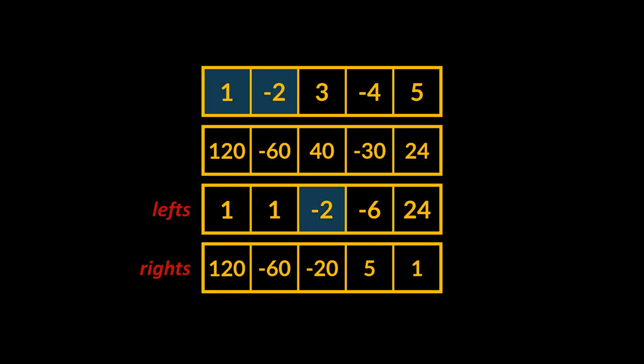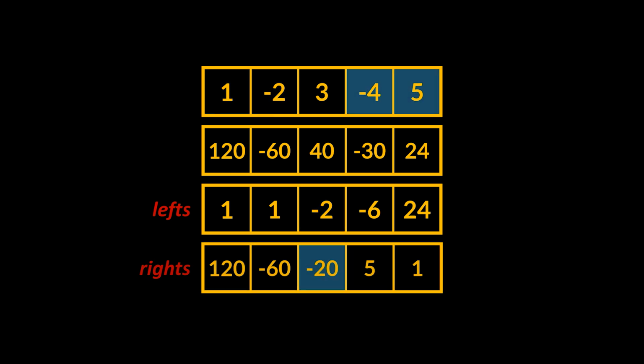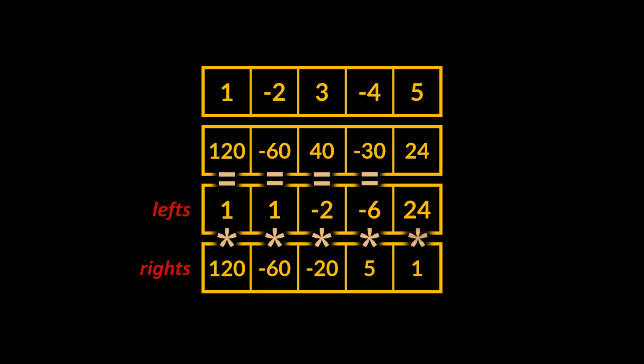The left array will store the multiplication of all the elements to the left of the one stored in that index. So for example, if we multiply all the elements to the left of 3, we will obtain minus 2. And the right array will store the multiplication of all the elements to the right of the one stored in that index. For example, if we multiply all the elements to the right of 3, we will obtain minus 20. Now, multiplying both arrays, or for element 3, if we multiply minus 2 and minus 20, we will obtain 40 as expected, and this applies to every single element of the array.